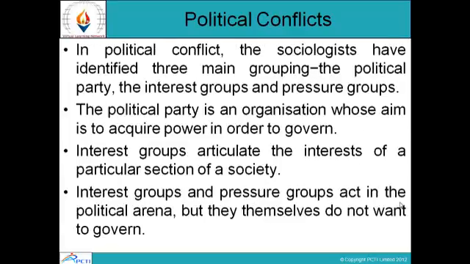In political conflict, the sociologists have identified three main groupings: the political party, the interest groups, and the pressure groups. The political party is an organization whose aim is to acquire power in order to govern. Interest groups articulate the interests of a particular section of a society. Interest groups and pressure groups act in the political arena, but they themselves do not want to govern. They want to get their demands fulfilled, and they articulate the interests of whatever section to the government to fulfill their needs and wants.